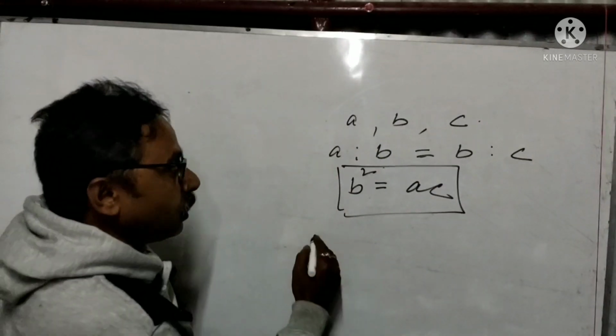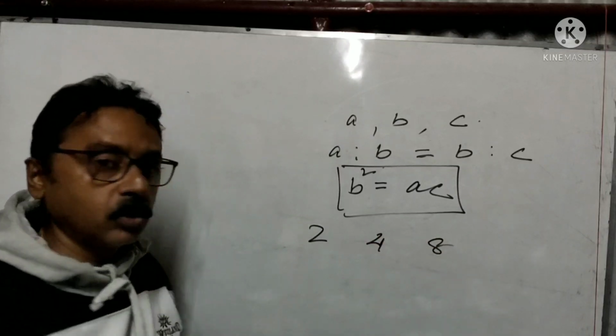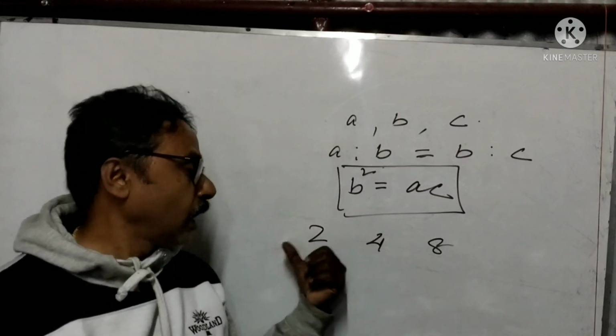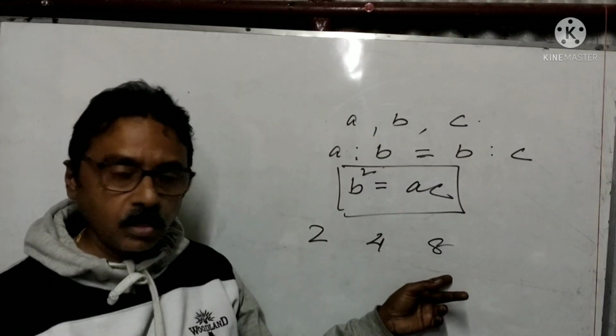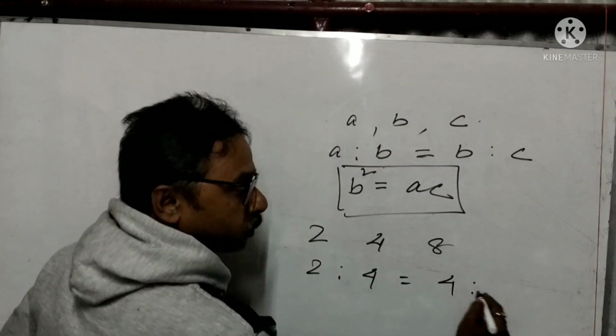As an example, 2, 4 and 8 are in continued proportion. Let us check. 4 square is 16 and 2 into 8 is also 16. So what can you write? 2 is to 4 is equal to 4 is to 8.